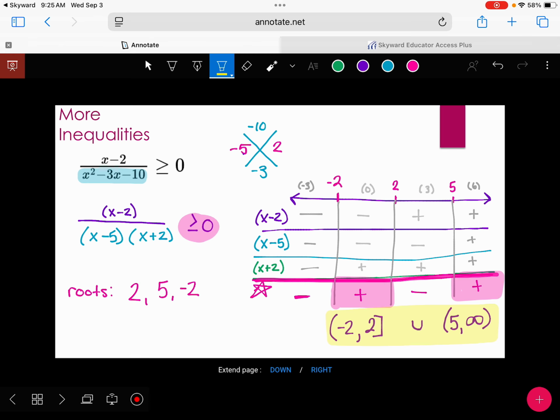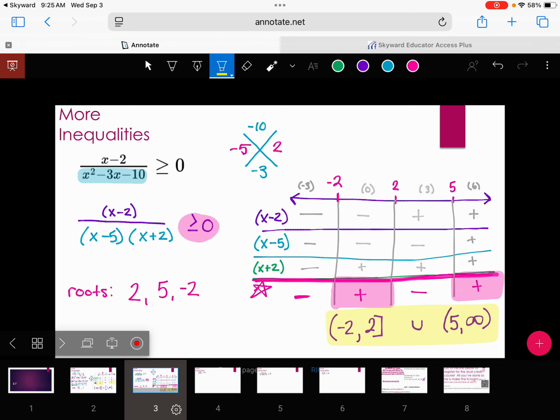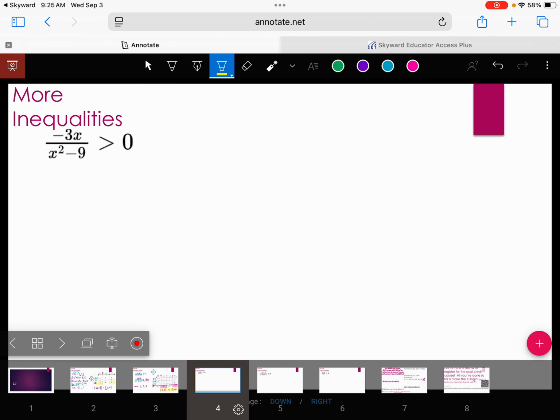We're going to try another one of these. Something like this one. So we've got -3x over x squared minus 9, and we want to know when that's greater than 0.